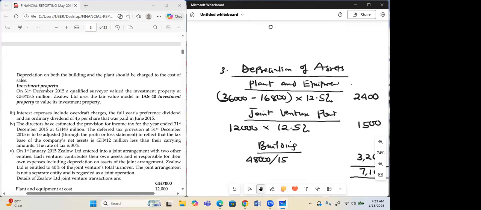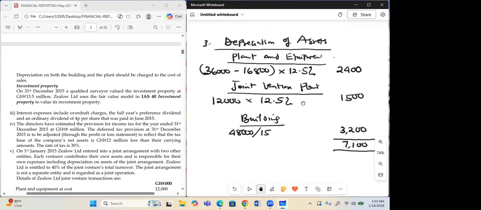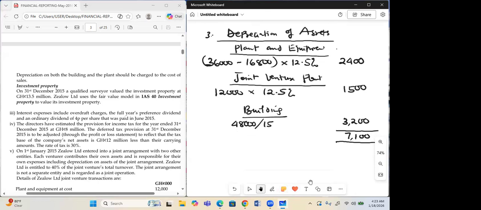Calculate all your depreciation. When you finish, go and charge it to cost of sales. Okay. Since this is your first example, take your time and write everything. Just take your time and work it out.